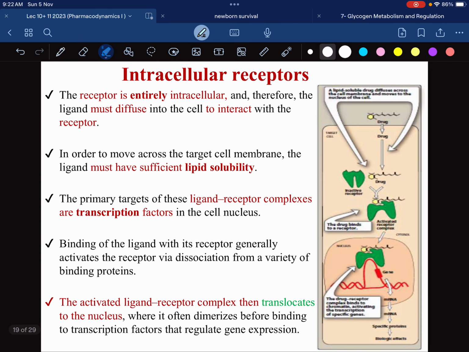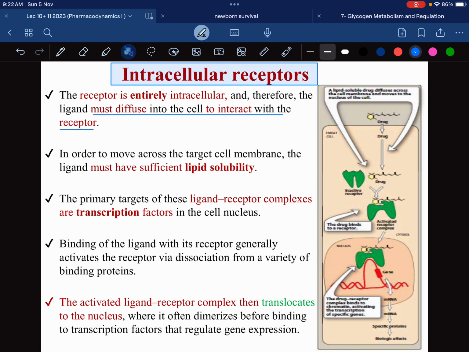Most of the receptors are extracellular. But there are also very, very important intracellular receptors that are inside the cell. They are rare but very important. The receptor is internal, that means the binding site, all the receptors are intracellular, and therefore the ligand must diffuse into the cell to interact with that receptor.